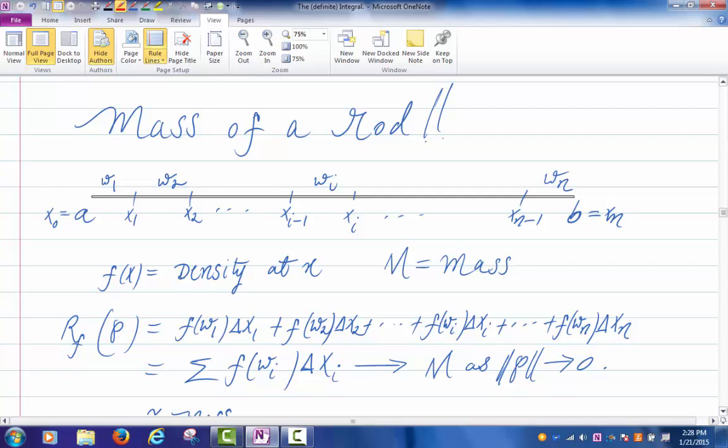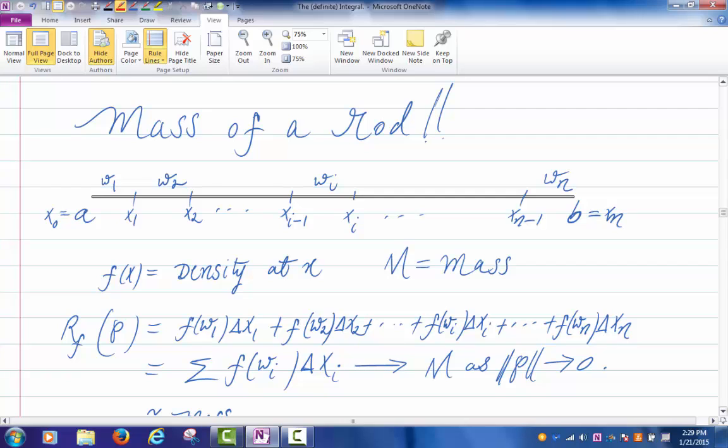Yeah. Is W1 the name of the interval? No, W1 is a point. On that interval? In that interval, yeah. It's a single point in that interval. Yeah. So I evaluate f of W1 multiplied by the length of the first subinterval. This is the mass of the first piece. And I keep doing it for all these subintervals.